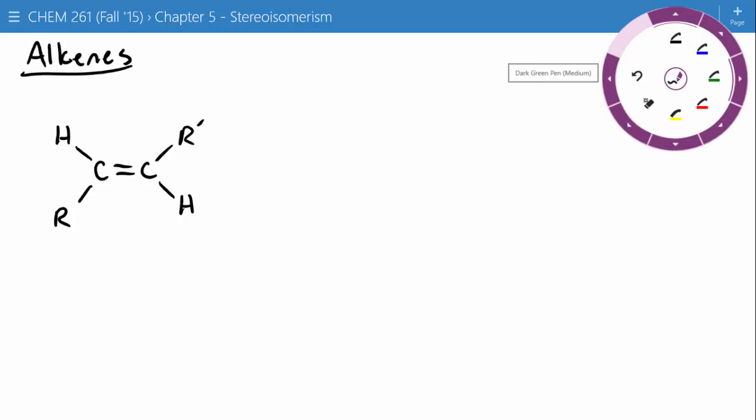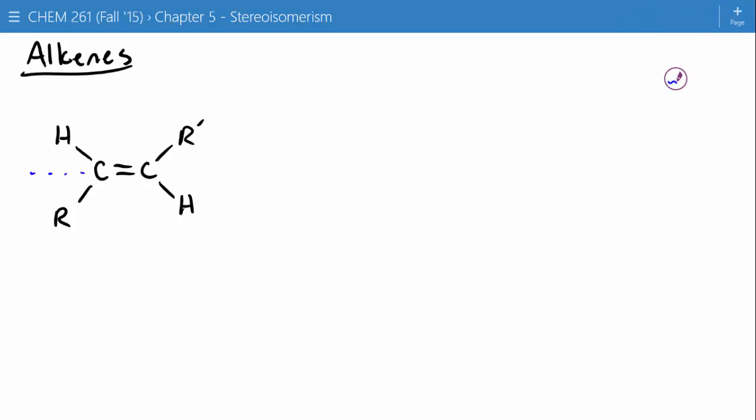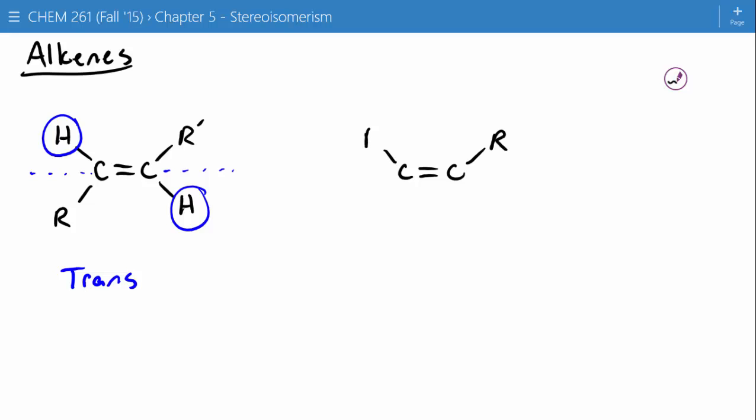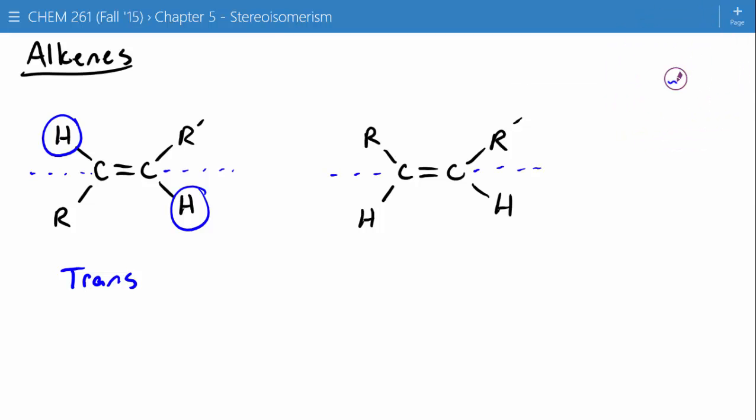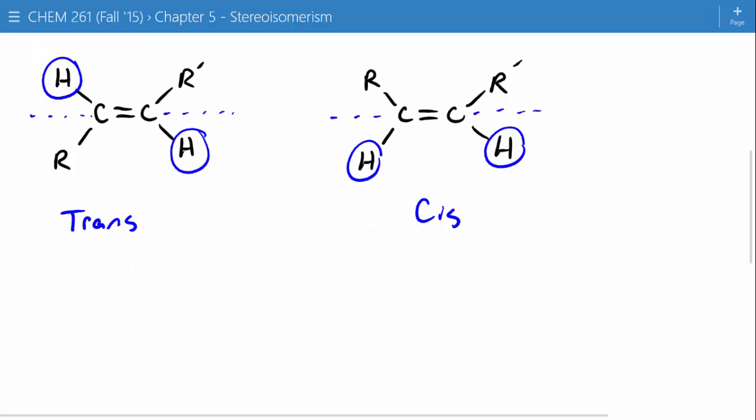Trans. The easiest way to do this is to draw an invisible line going down your double bond. If we look at our hydrogens, they're coming off of opposite sides. So this would be a trans alkene. And then if we do the same thing but I draw this molecule instead, would this be cis or trans? Cis. Both hydrogens are on the same side. We're comparing the same substituent. All right. Pretty easy, right?